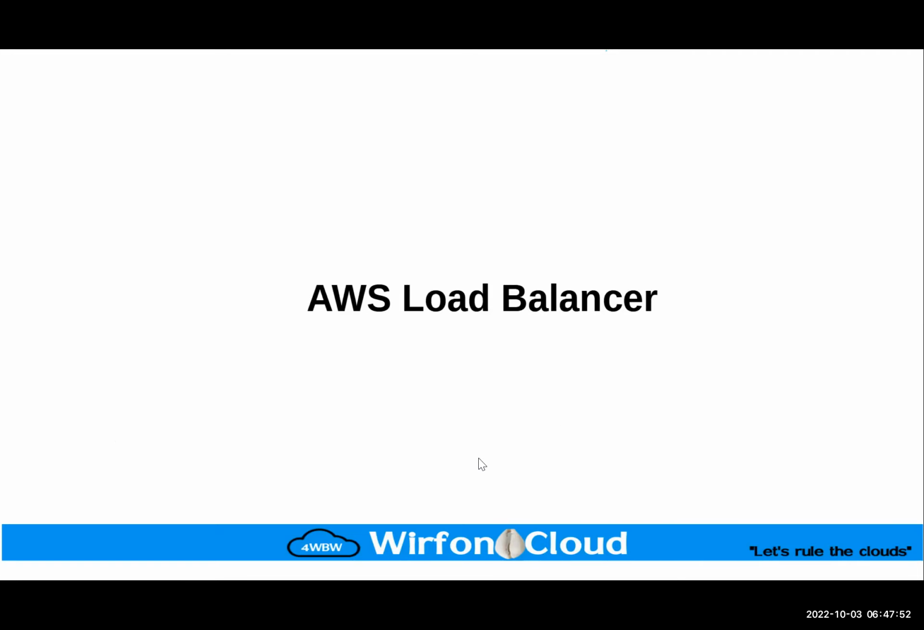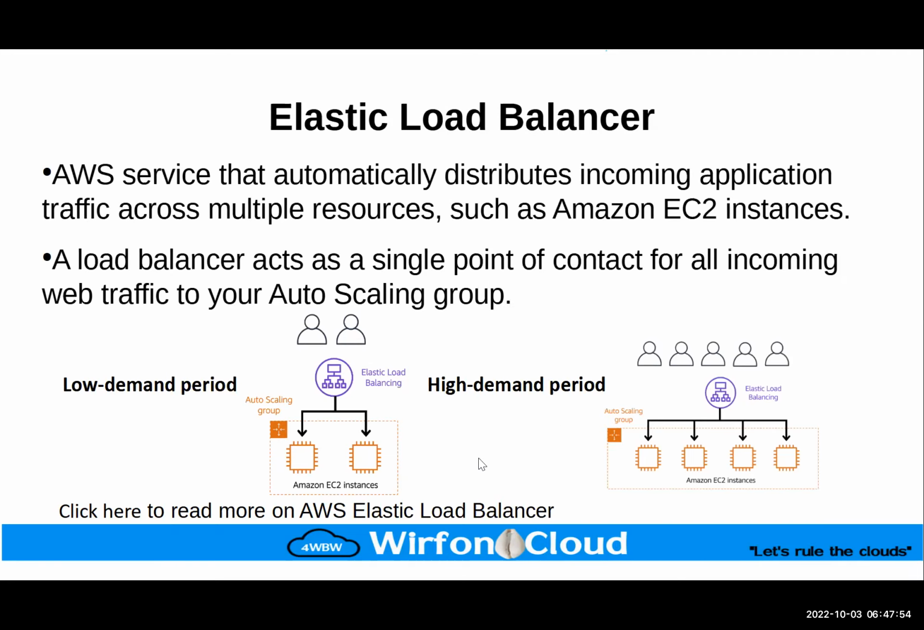Then you have AWS Load Balancer. It's a service that automatically distributes incoming traffic to the multiple resources, such as your Amazon EC2 instances. So when you have a low demand, and you have your Auto Scaling group here, the first touch is your Elastic Load Balancer. So it acts as a single point of contact for all incoming traffic to your Auto Scaling group.